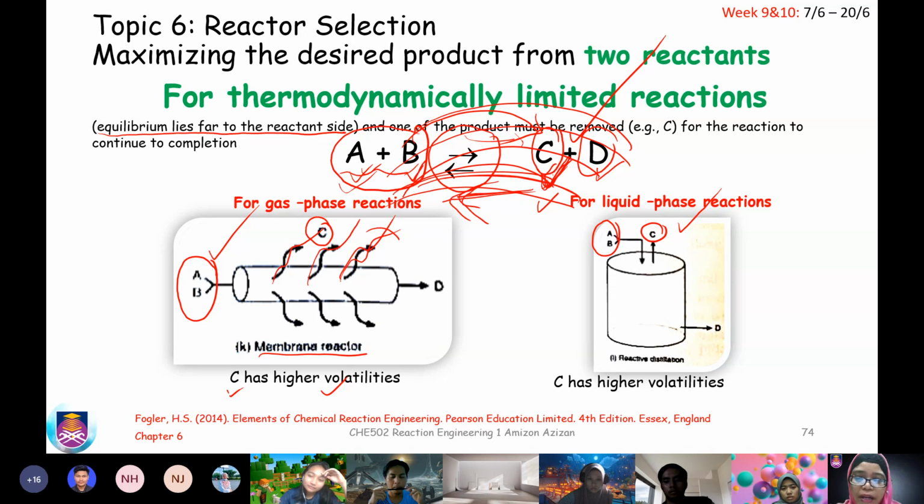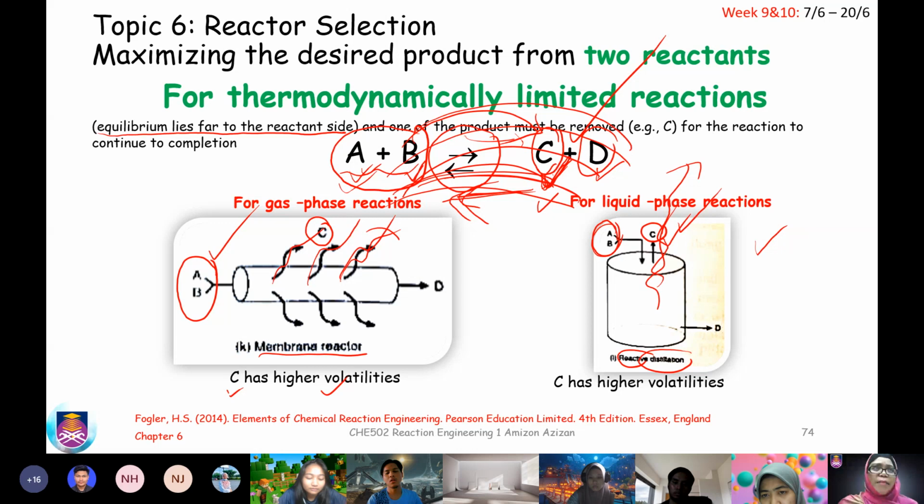All right. The same goes for the liquid phase. For a reactive distillation, A and B produce C, which has high volatility. You push out the gas C, then A and B will further react and produce C. That is one way to cater to the problem of thermodynamically limited reactions.